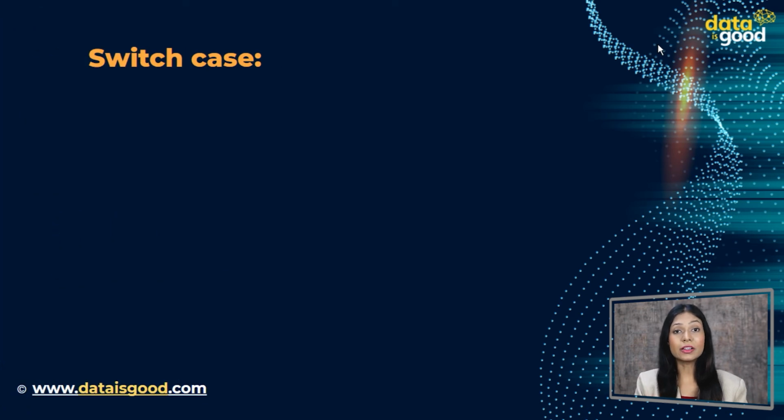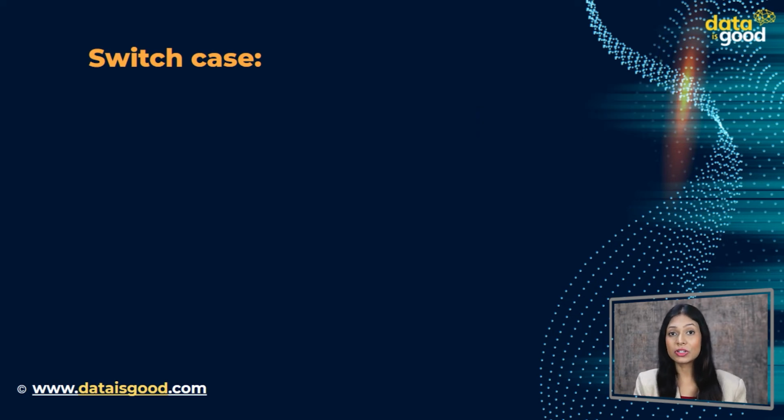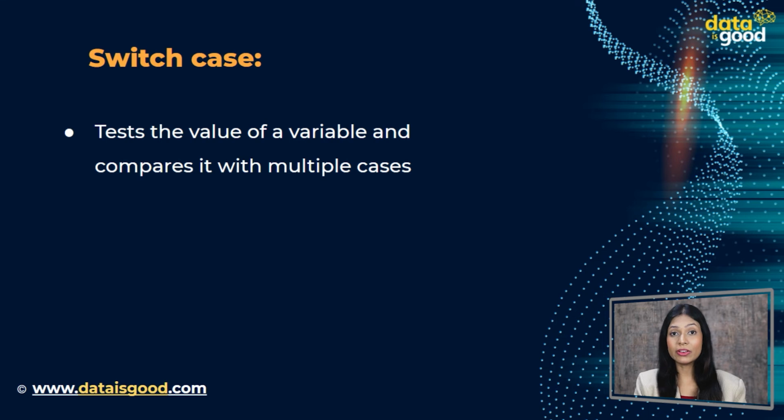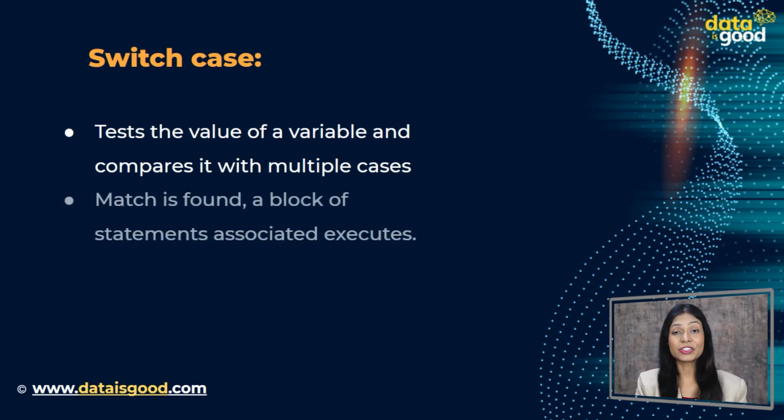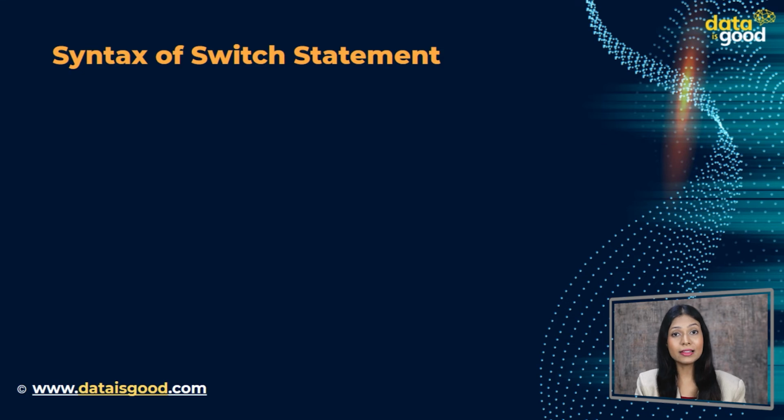Now let us see another concept in conditional expressions, which is switch statement. The switch statement in JavaScript tests the value of a variable and compares it with multiple cases. Once the case match is found, a block of statements associated with that particular case is executed. If a case match is not found, then the default statement is executed and the control goes out of the switch block.